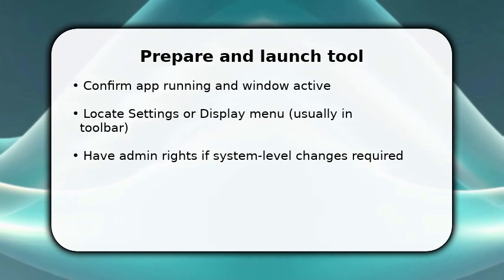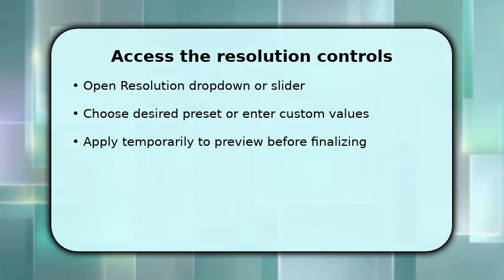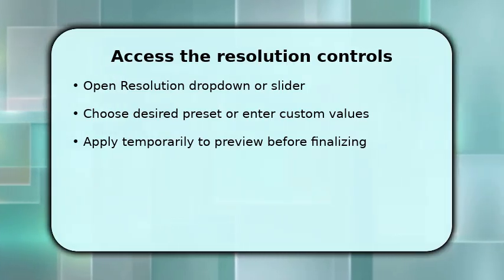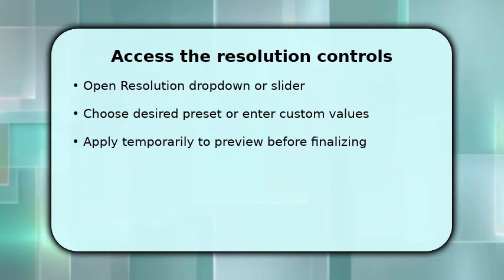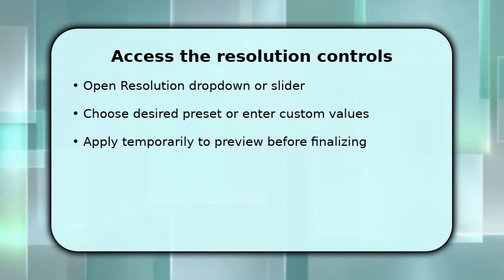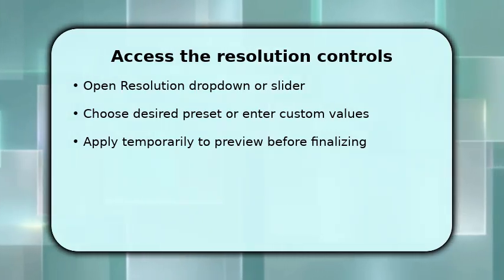to begin adjustments. You should now open the resolution drop-down or slider. Click the control labeled Resolution, Screen Size, or similar. Once visible, pick a preset like 1920x1080 or switch to custom and type exact values. This matters because aspect ratio and refresh interplay with clarity.